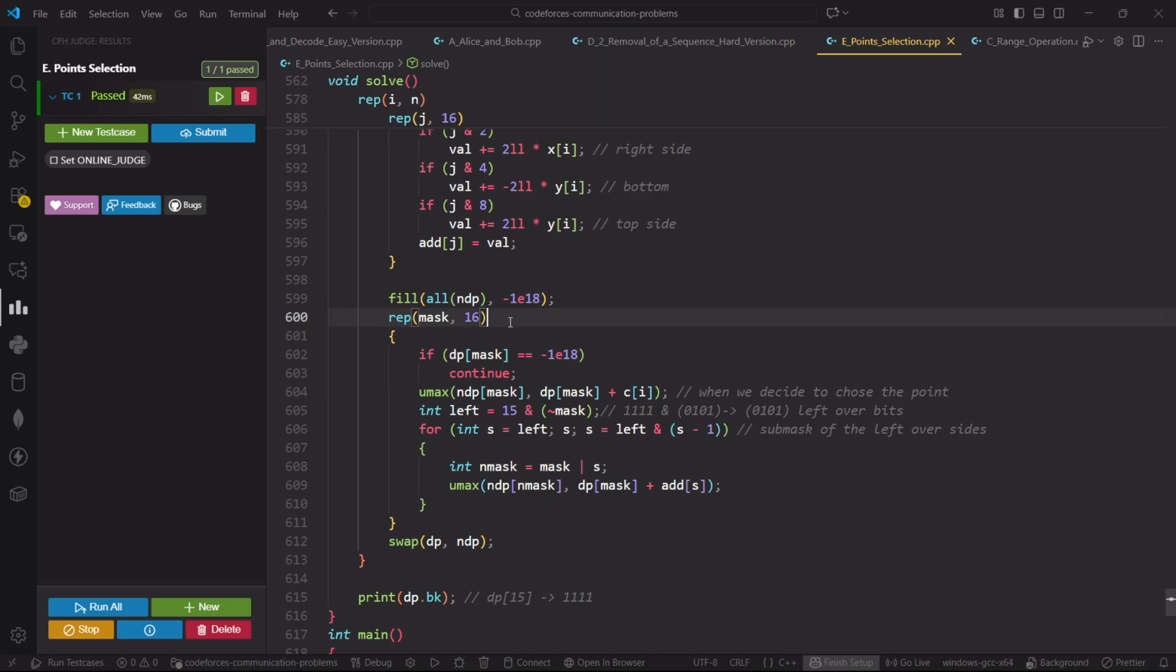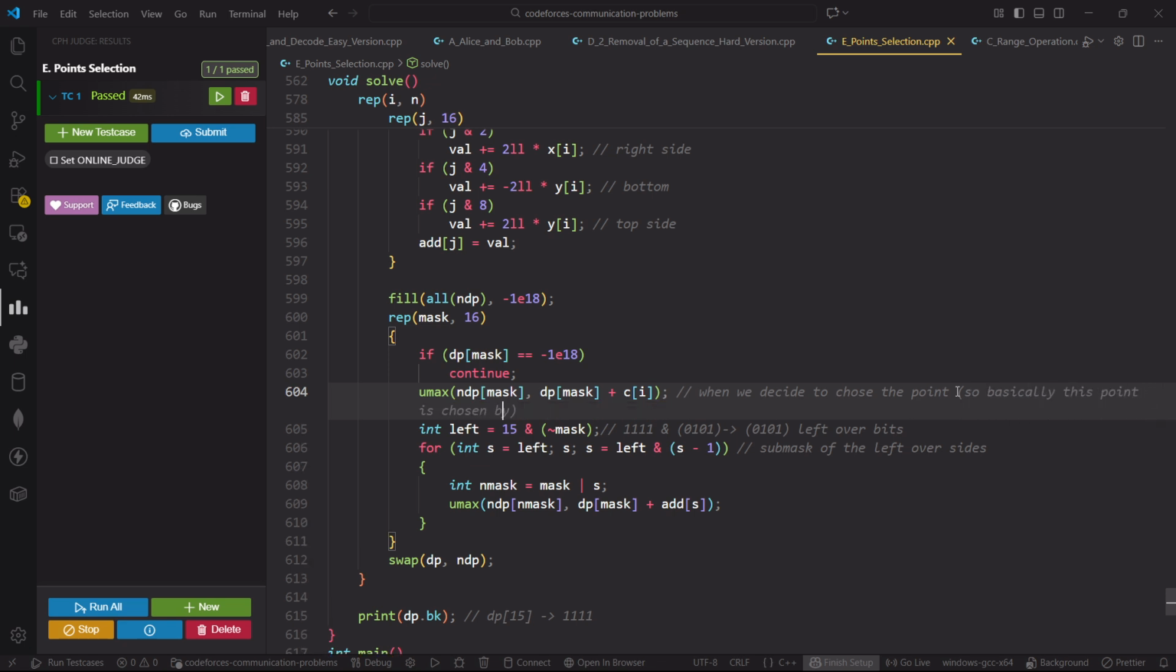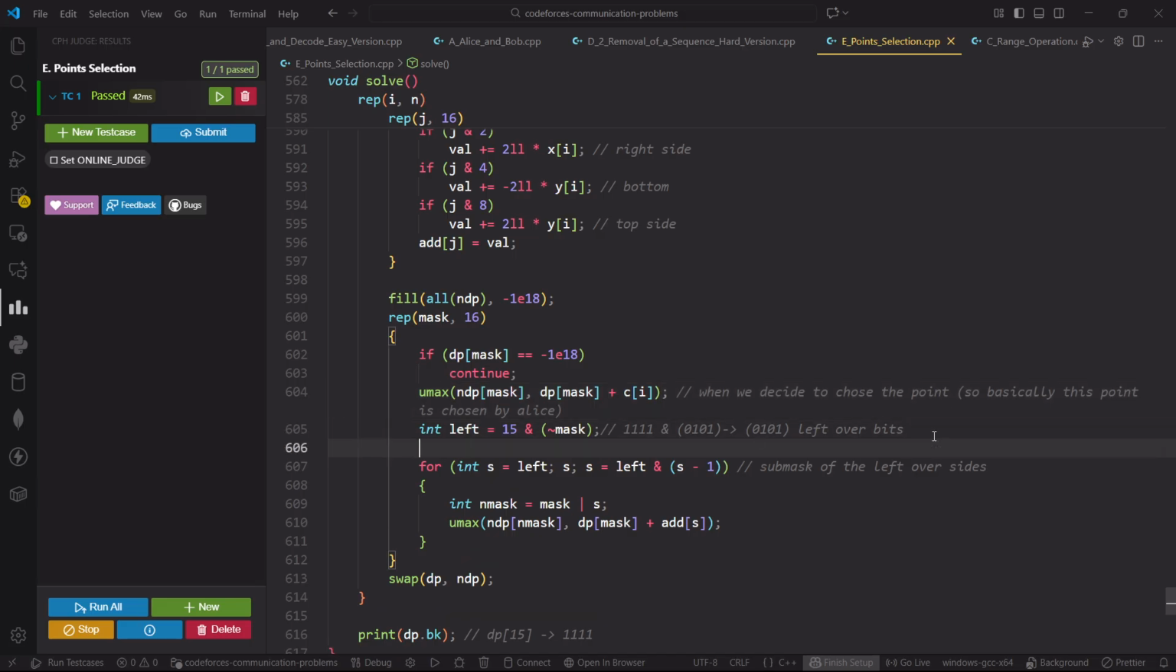So then I'll go through each and every mask. If the mask is not defined yet, we'll just continue. Otherwise, this is a case when we decide to choose a point. So basically, this point is chosen by Alice, so we directly add the cost. Otherwise, we choose the leftover bits.